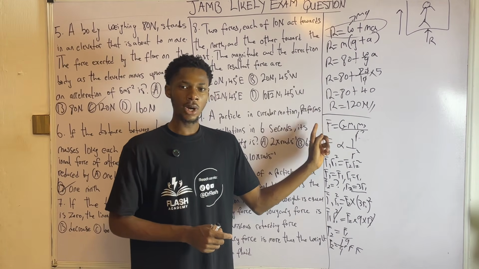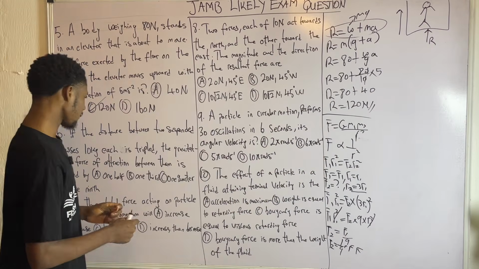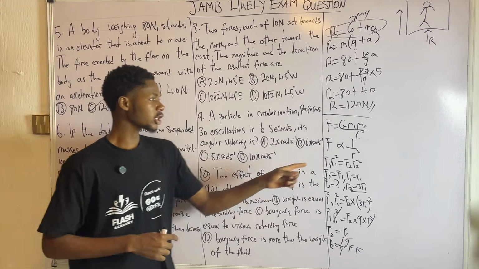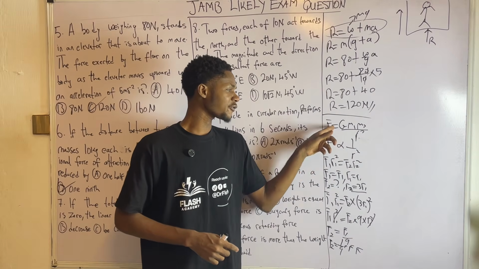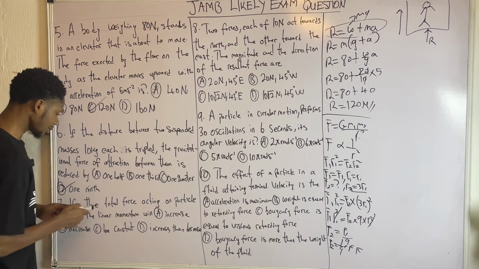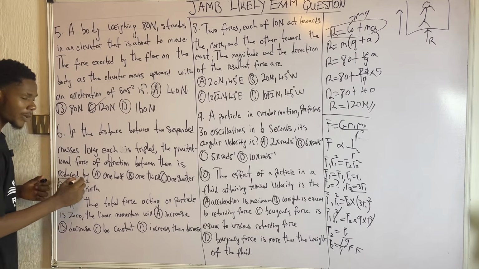Now in this case, they tripled the distance, that is, they increased the distance. So we already know that F is going to reduce. That is why they already came here and gave you an option that says reduced by. That's an insight.